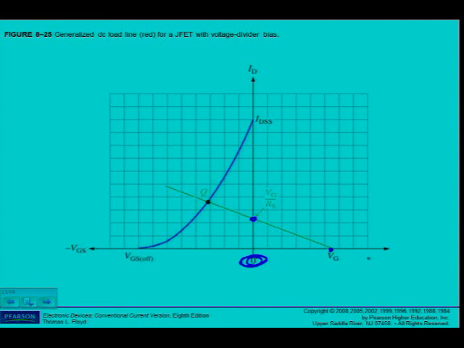I draw my load line, connect these 2 points, but I extend the load line. That's why you have to have a ruler, until it cuts my curve, and you will write there for me, that's my Q point. Alright, so please take note of the difference between the self bias and the voltage divider bias load line.